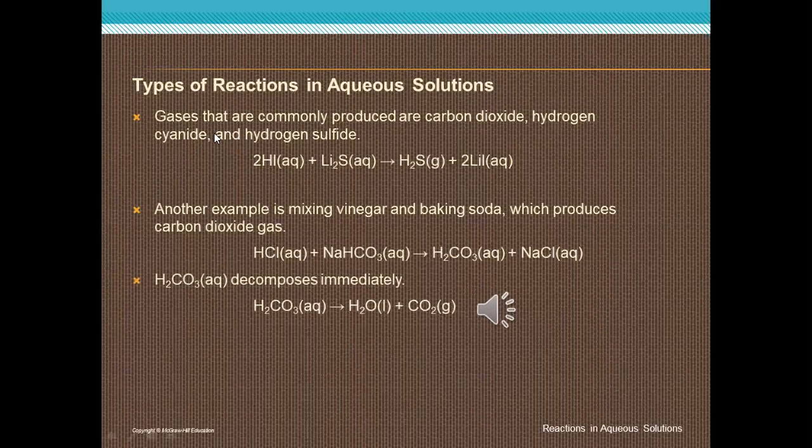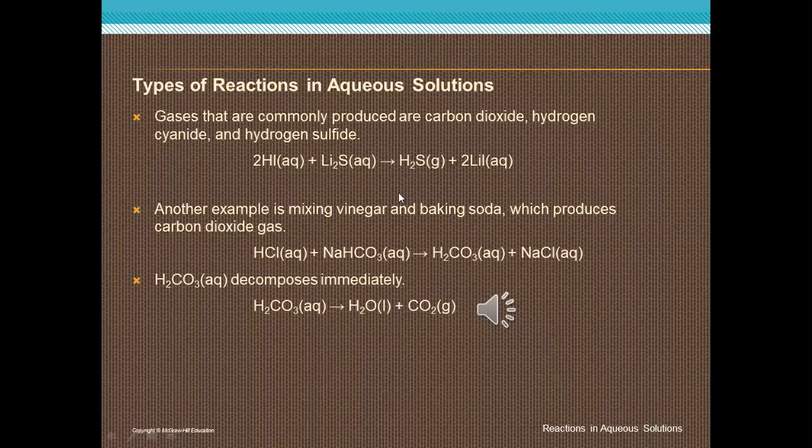So these are examples. Gases that are commonly produced are carbon dioxide, hydrogen cyanide, and hydrogen sulfide. As this 2HI, it's aqueous solution, plus Li2S, to produce H2S, which is called hydrogen sulfide, plus 2LiI as its aqueous solution. It's called lithium iodide. Another example is mixing vinegar and baking soda to produce carbon dioxide gas. H2CO3 aqueous decomposes immediately. It's aqueous because it's ions, so it will be decomposed into H2O liquid plus CO2 gas.